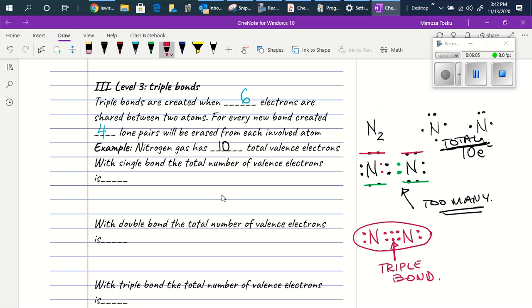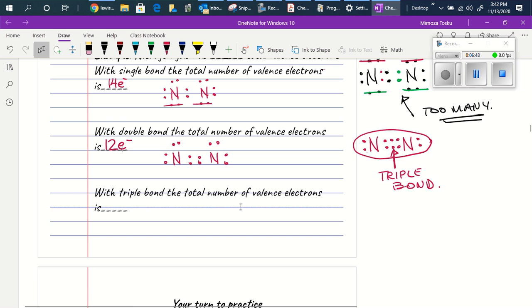Okay, so if we do it with single bonds, then the number of total electrons will be 14, because what we will have here is 1, 2, 3, 4, 5, 6, 7, 8, 9, 10, 12, 13, 14. Okay, then what we do is we erase 2, and then we create the double bond. So 1, 2, 3, 4, and then 5, 6, 7, 8, 9, 10, 11, 12. With double bonds, we have 12 electrons.